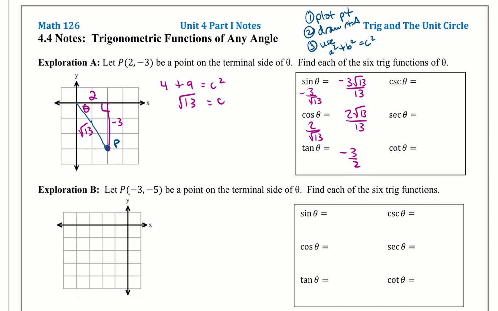Cosecant is the reciprocal of sine. I'm going to use the non-rationalized version. Oops, I almost lost my negative. Secant is the reciprocal of cosine. If I use the non-rationalized version, I can get to that answer faster. And then cotangent is the reciprocal of tangent.